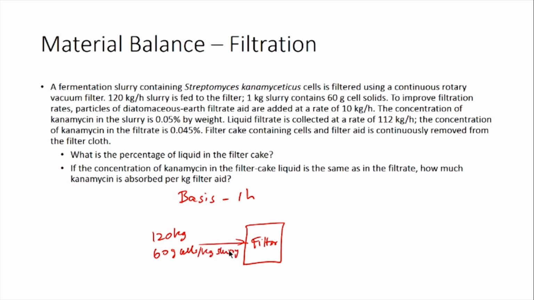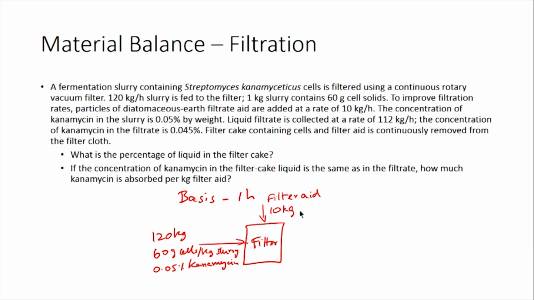In addition, we also know that the slurry contains 0.05% kanamycin in the dissolved component. In addition to the slurry, we are also adding a filter aid, which is diatomaceous earth. This is entering as 10 kilograms per hour. Considering the basis of 1 hour, we write this as 10 kilograms.